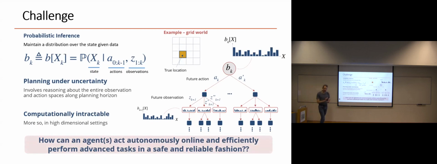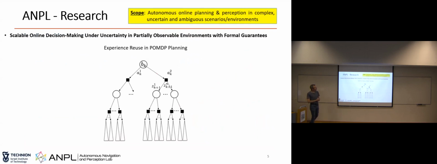Okay, so our lab asks basically this question: how should the agent or a group of agents act autonomously online and efficiently perform these advanced tasks that I mentioned before in a safe and reliable fashion? So this is the basic question we ask. We investigate this question from different perspectives. I will just now mention a few of them.